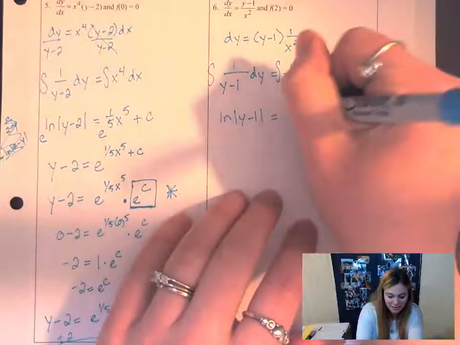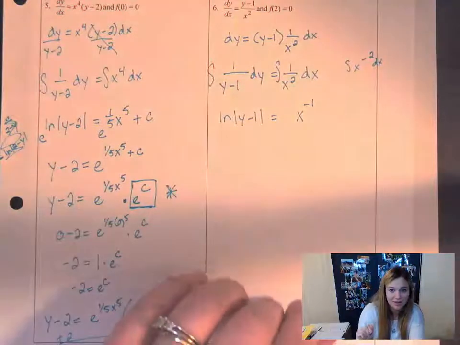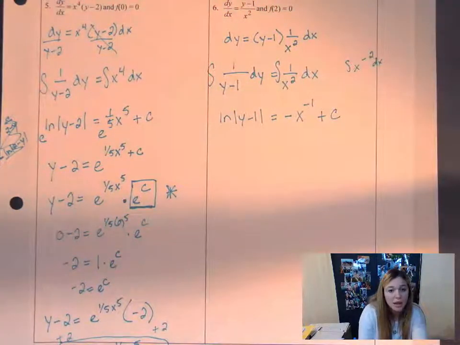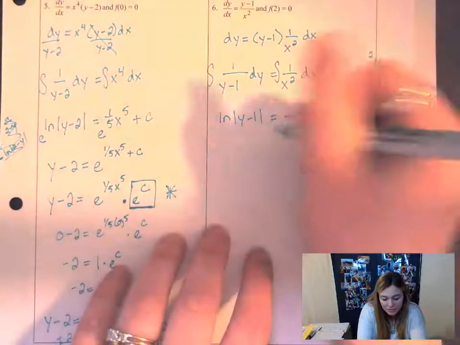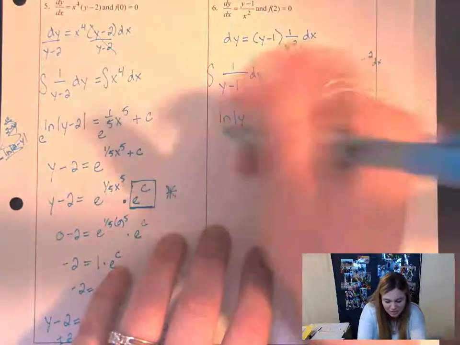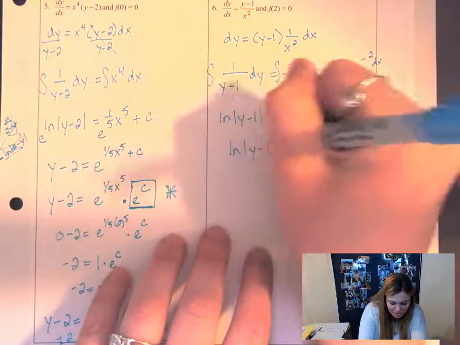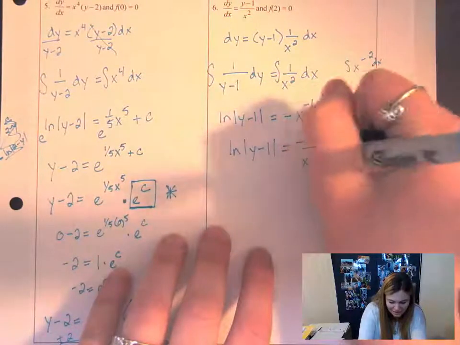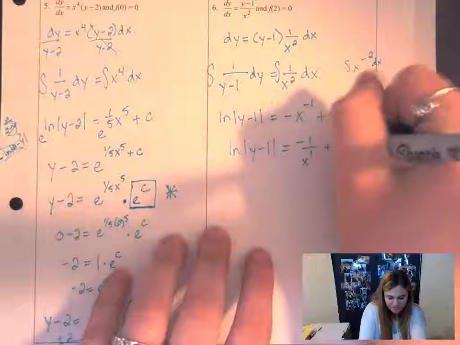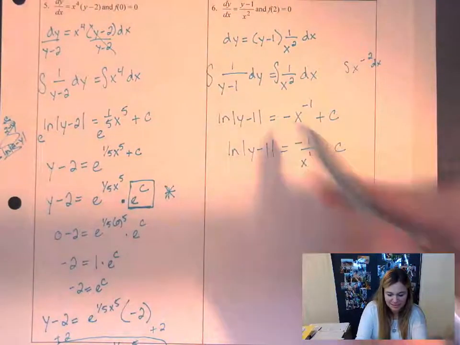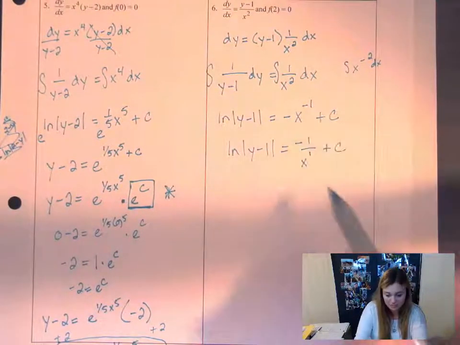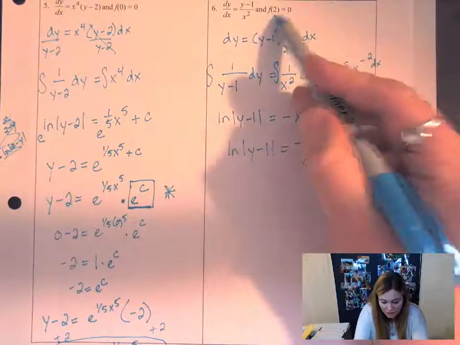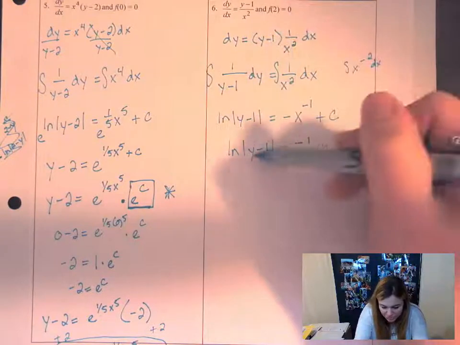I can add 1 to the exponent, divide by my new exponent, plus c. And then I would probably rewrite this so it's a little bit easier to deal with, because I know I'm going to be substituting in soon. This would be the same as negative 1 over x to the first power. Because this makes the whole thing negative, the negative exponent drops the x to the denominator. If you put in 2 and 0, 0 minus 1 is still a negative 1.